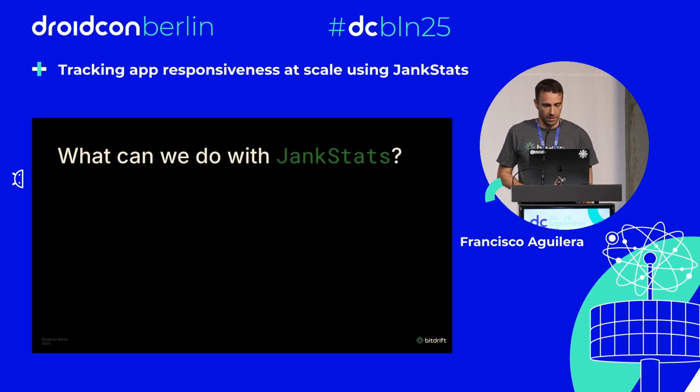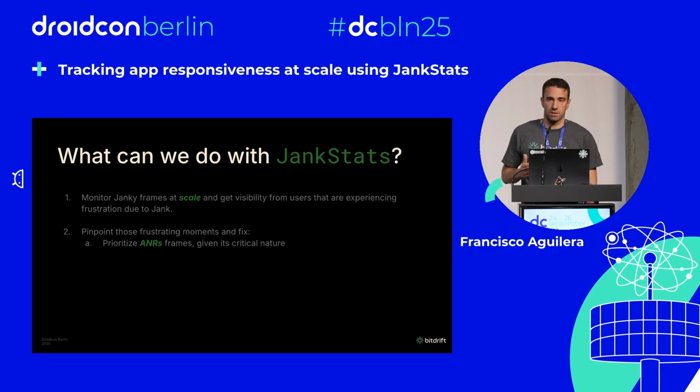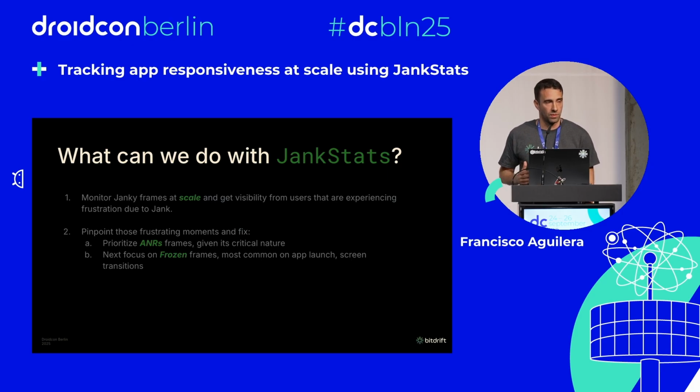It's totally ready. And what can we do with JankStats? Well, we can monitor janky frames at scale, as I mentioned. We can pinpoint those frustration moments for the user. We can get visibility, and Google Play recommends to focus on these first. For example, focus first on ANR frames because they are more terminal, they are more noticeable to the user. Then later focus on frozen frames, which likely occur on app launch, maybe on screen transitions, where they are more noticeable. And then improving slow frames, especially for your first user-impacting features, like maybe you have an important list that starts lagging a lot, or you want to improve that.